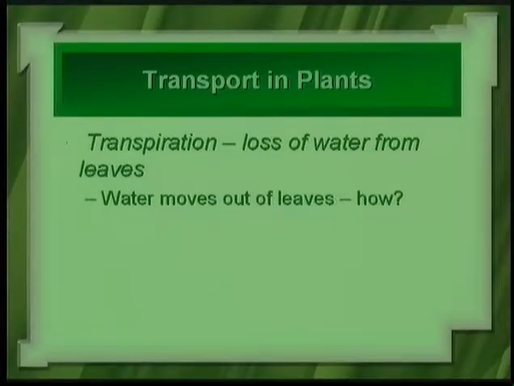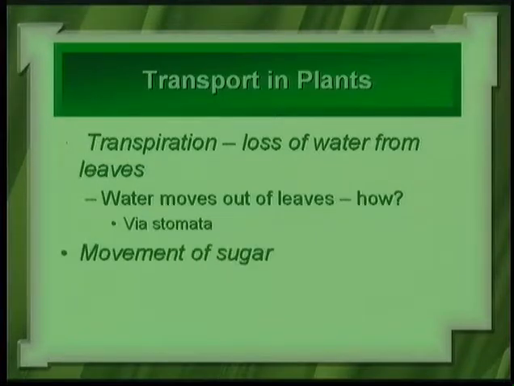Okay, so water moves out of the leaves. Do you remember what we just said? Water moves out of the leaves by diffusion, because the water molecules are at a higher concentration inside of the leaf than outside of the leaf. So the water will move from higher concentration inside of the leaf to a lower concentration outside of the leaf, through diffusion, via the stomata.